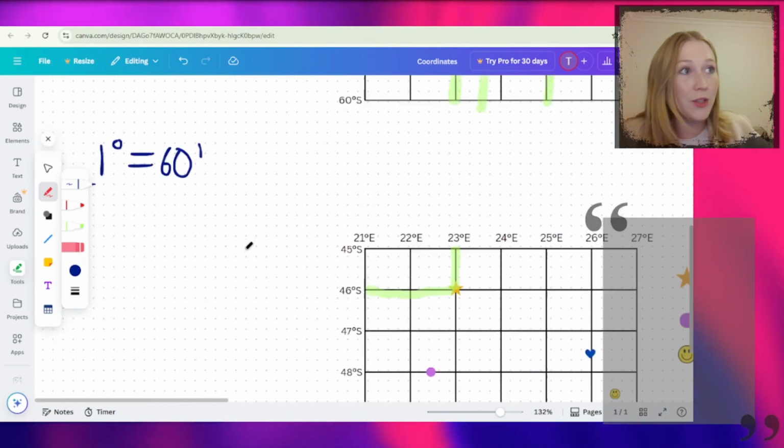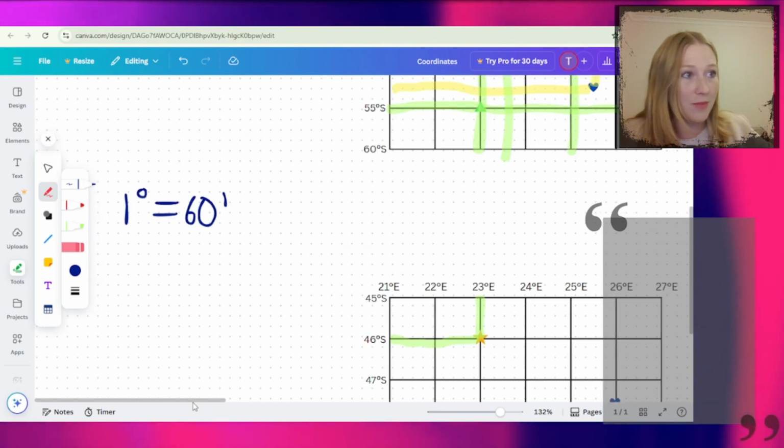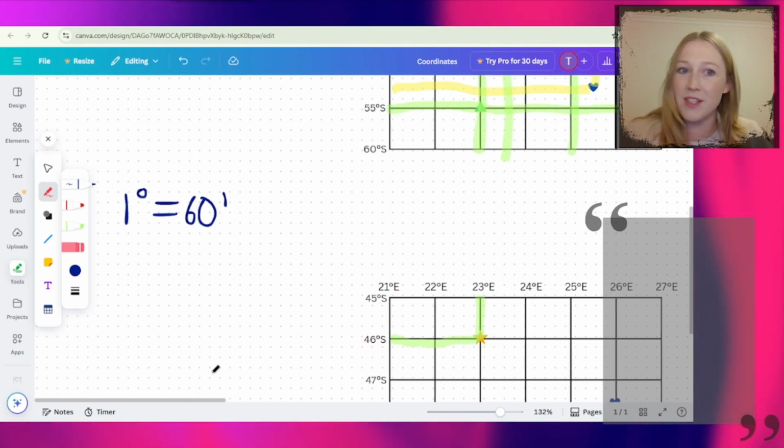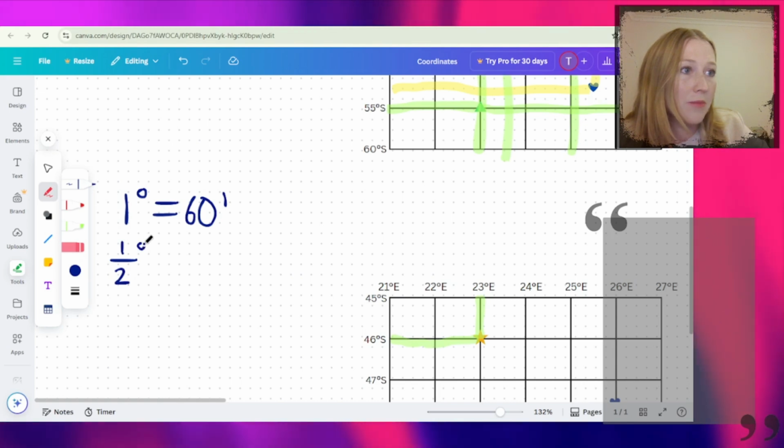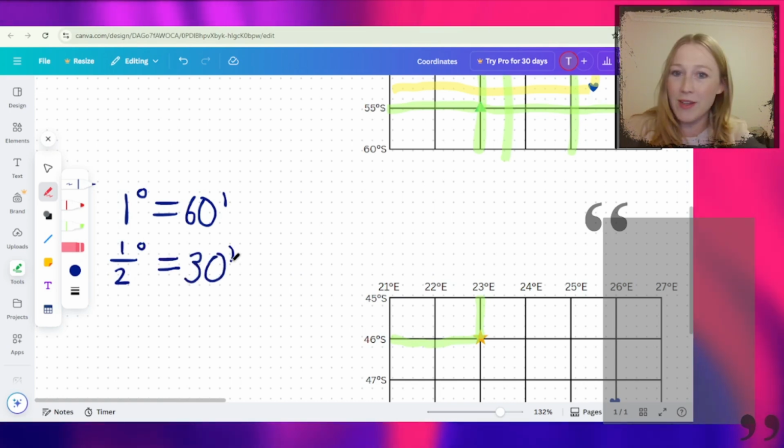Well, if 1 degree is 60 minutes, then a half a degree is 30 minutes. Okay, not too bad so far, hopefully.